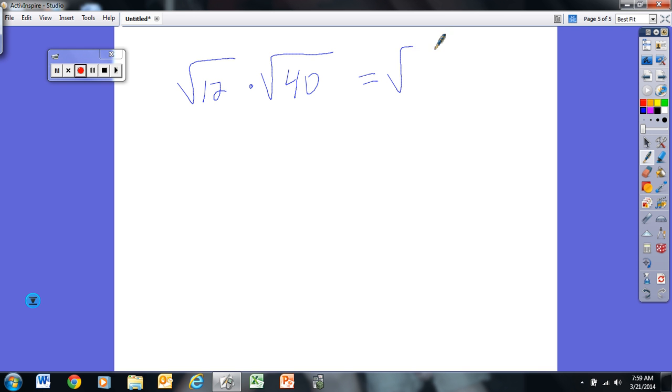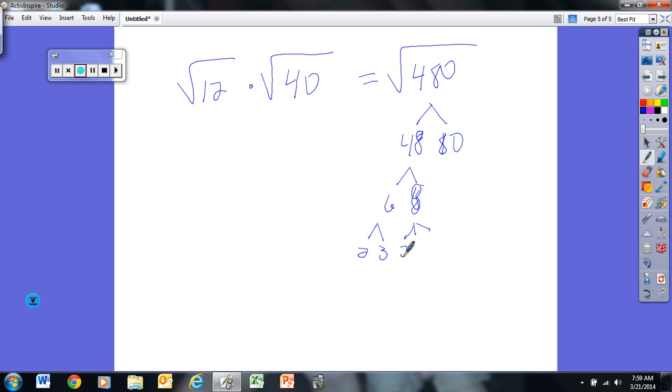All you do is multiply the numbers underneath. So 12 times 40 is 480. And then do the prime factorization of 480. 48 and 10. That's an 8. 6 and 8. Wow, my handwriting's bad. I'm trying to do this fast.